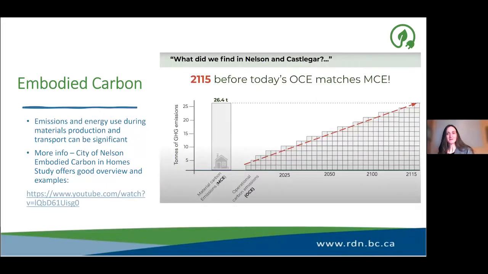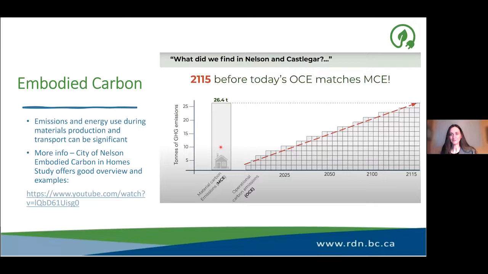So something to think about throughout the planning process for your building is the amount of embodied carbon in materials. This graph shows results from a study done in the Nelson and Castlegar areas. On the left, this big graph here, this is the total embodied emissions of the homes in the study. And I believe this was modeled assuming that all of the worst possible building materials from an embodied emissions perspective were selected, but these are still very common materials used every day in our homes.